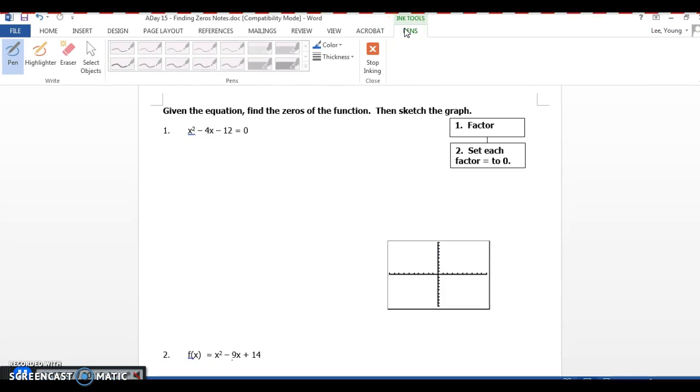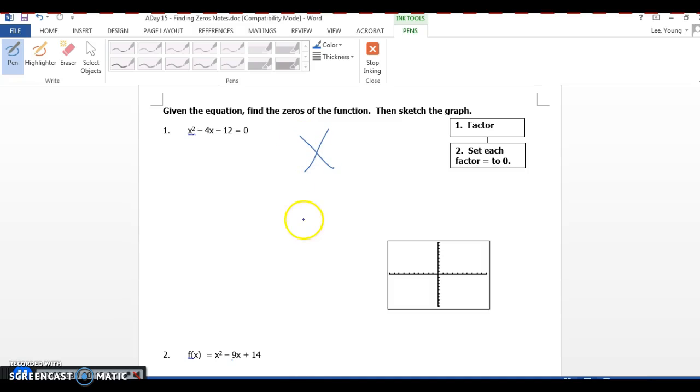So now let's take a look at the next page. Given the equation, find the zeros of a function, then sketch the graph. If you look at the first question, x squared minus 4x minus 12 equals 0, I don't see the factored form. So what do I need to do first? First thing first is we need to factor. Do you guys remember how to factor x squared minus 4x minus 12? We need to use the x method.